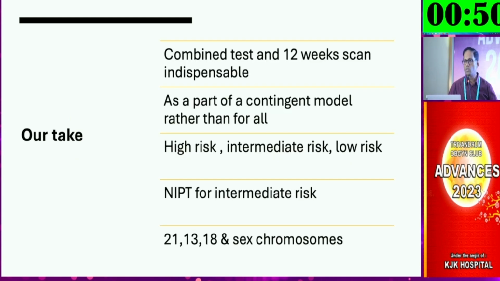So our take would be combined test and 12 week scan are indispensable. Divide women into 3 risk categories and use NIPT for the intermediate risk group.